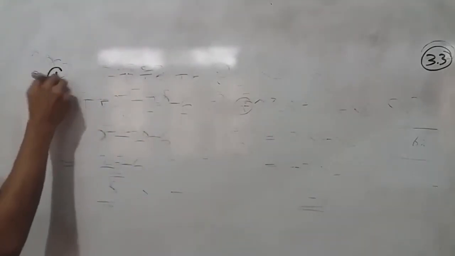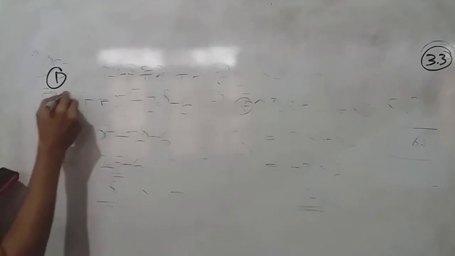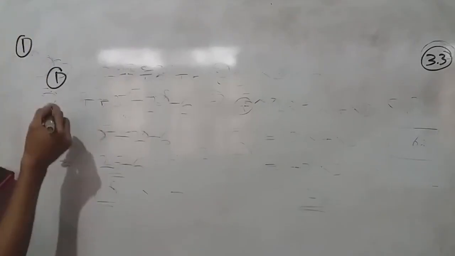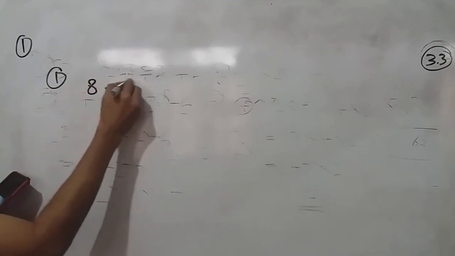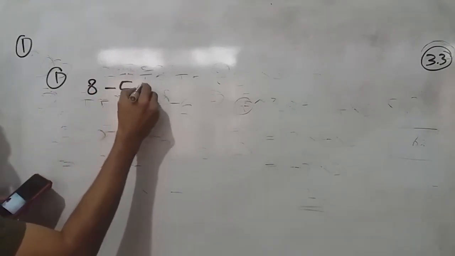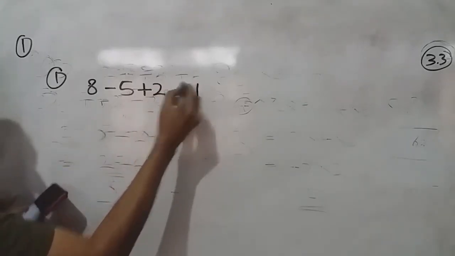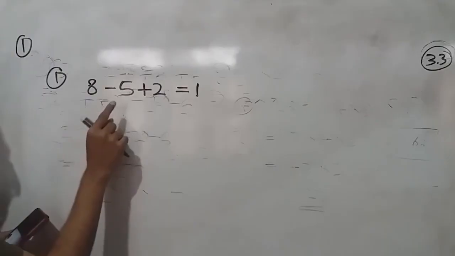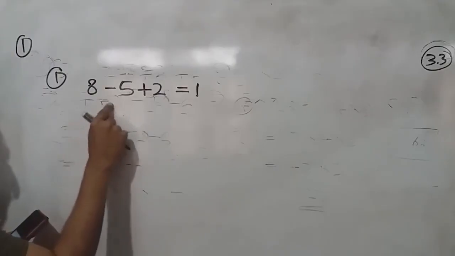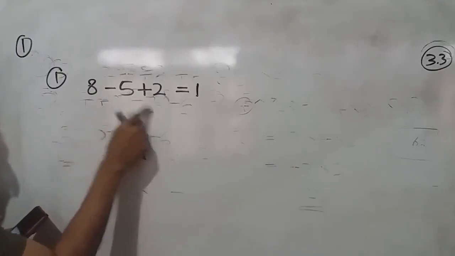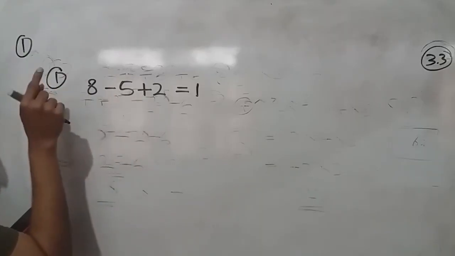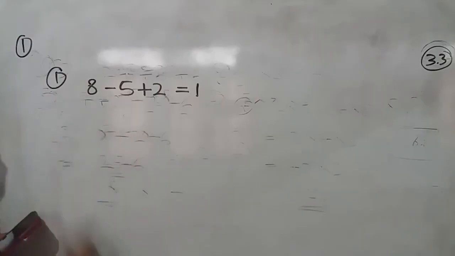Right. First one. So first question, part 1. Right? This is part 1. 8 minus 5 plus 2 equals 1. Right? So here there are two mathematical operations, right? Subtraction and addition, right? So since they are on the same level, we have to start from the left, work our way to the right.